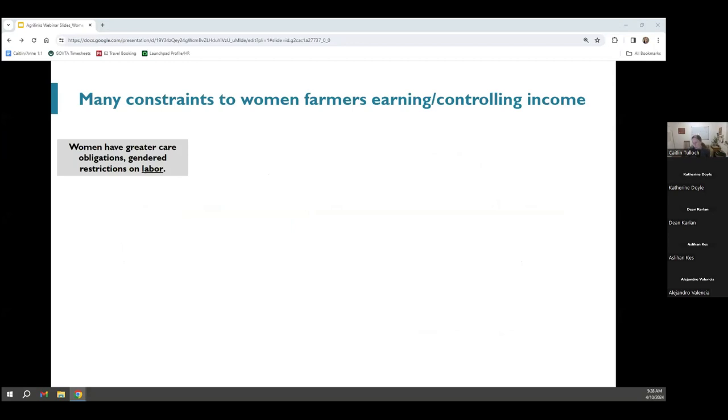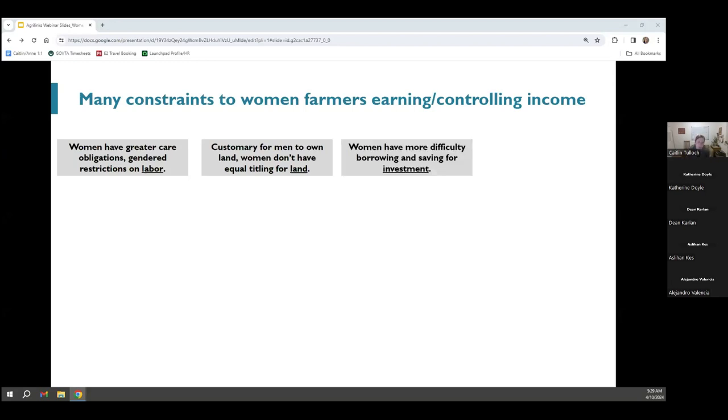So on the one hand, women may have greater care obligations or restrictions on their labor and mobility that make it more difficult for them to invest in their agricultural production. It's also often, not universally, but often customary for men to own land or to have first right in terms of using land. And women may lack equal titling that both prevents their use, but also potentially prevents making productive investments that could improve yields and income from land that they're working.